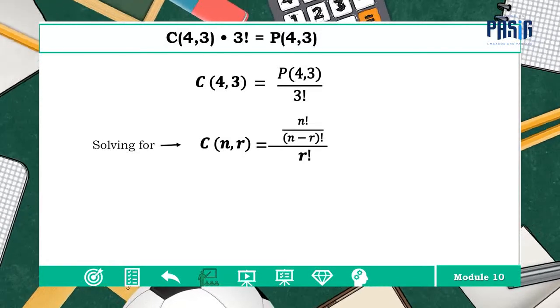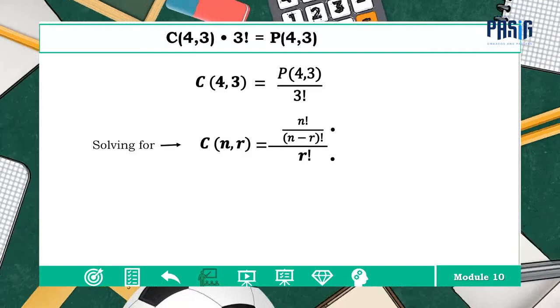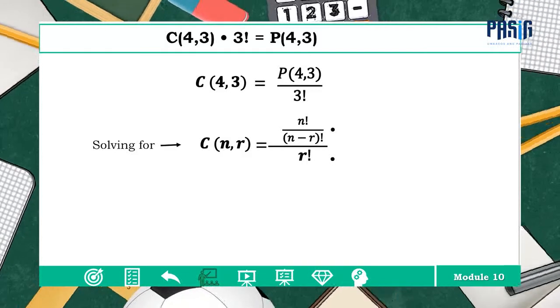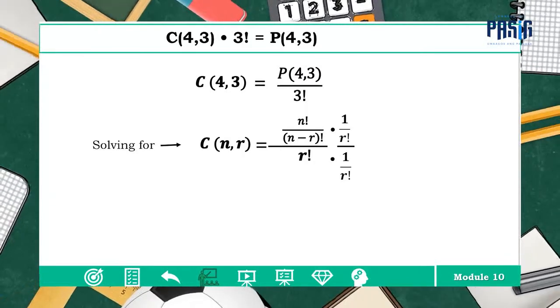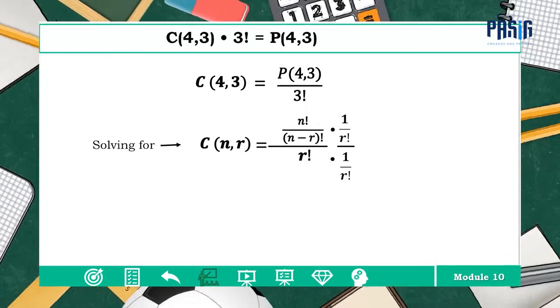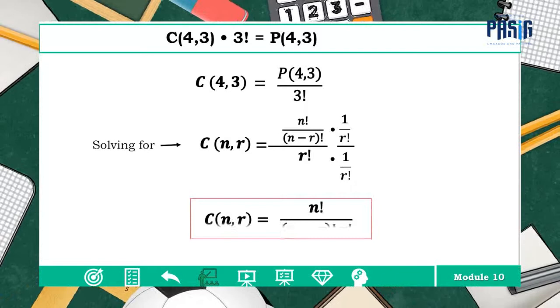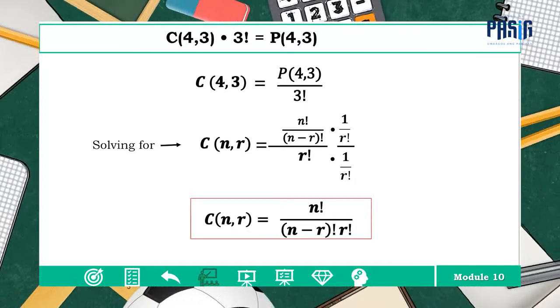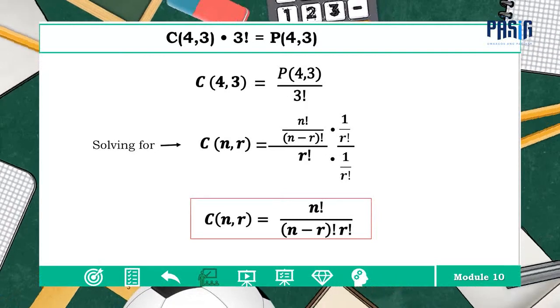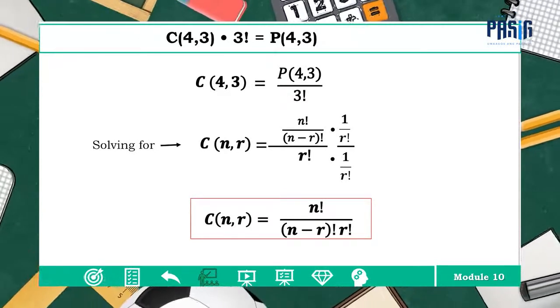Simplifying this fraction, let us multiply both numerator and denominator by the reciprocal of the denominator, which is 1 over r factorial. Simplifying further will result to this combination formula. Let us use this formula in solving different problems in combination.